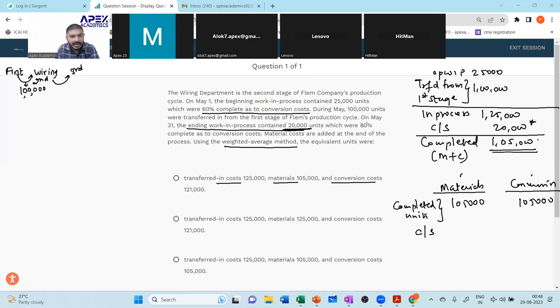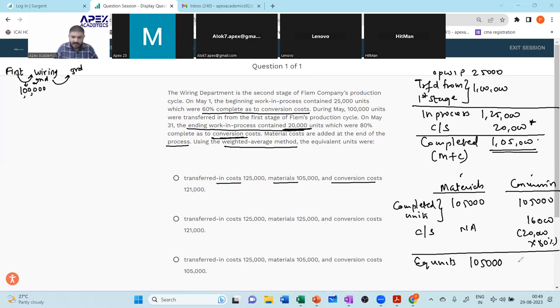Closing stock. On May 31st, the ending WIP are 80% completed as per conversion cost. Materials are added at the end. So materials are not considered over here. It is incomplete only from the perspective of conversion. So here I will write not applicable. How many units? 20,000 that are 80% ready. That is 16,000. I get equivalent units of materials, equivalent units of conversion, and the total transferred in units.